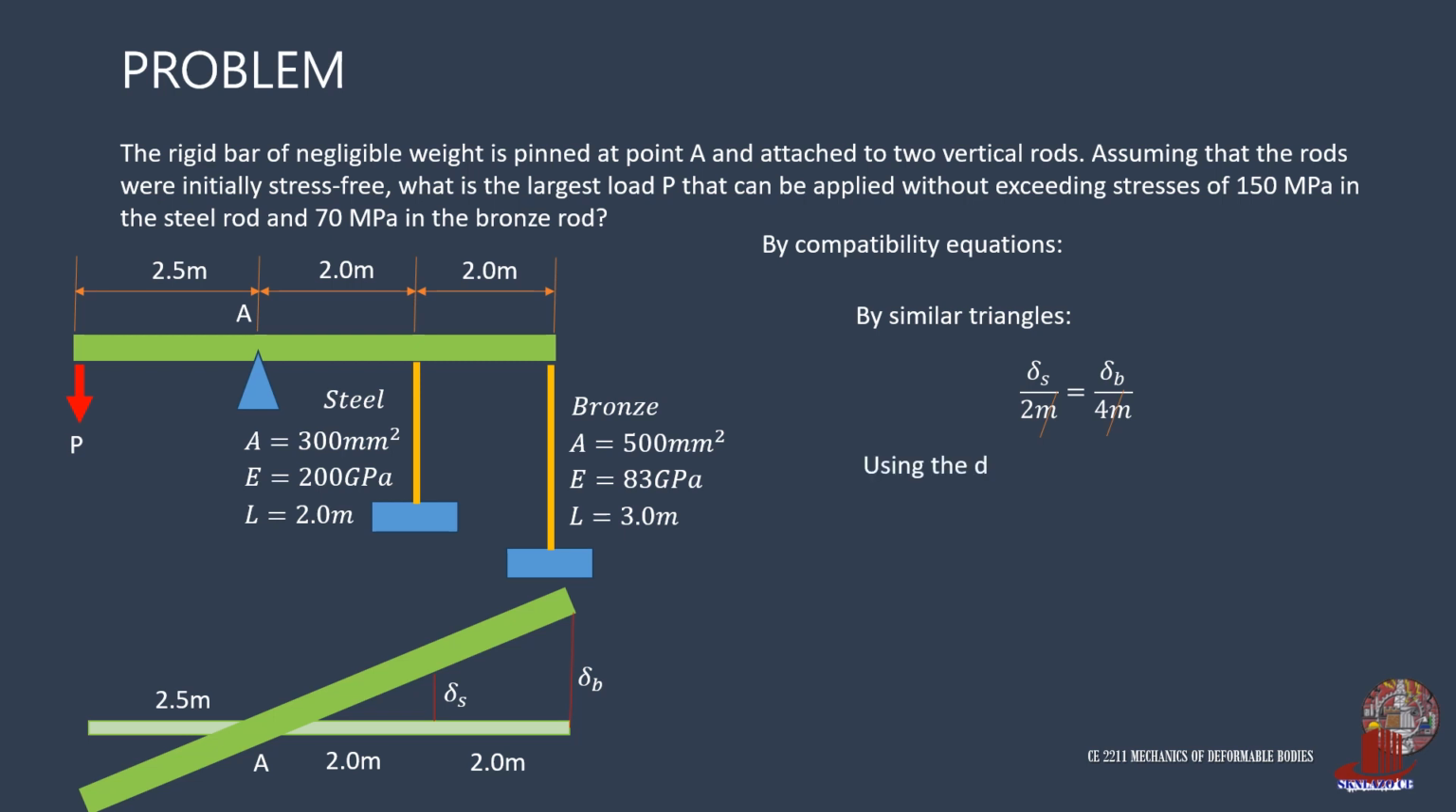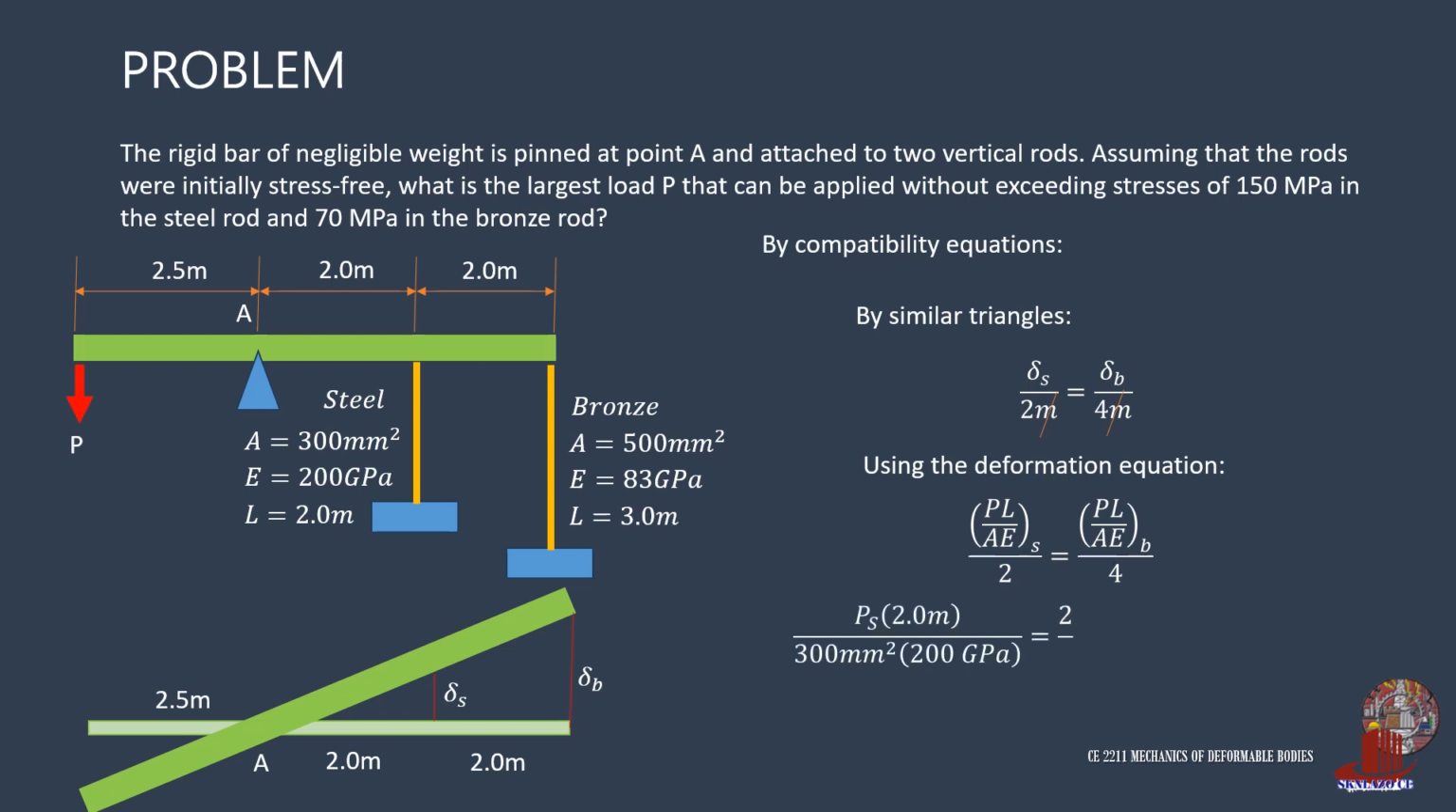To convert the deformation into load, as we are looking for loads, we use the deformation equation. Then the compatibility equation becomes PL over AE of steel over 2 as equal to PL over AE of bronze all over 4. We then plug in values.